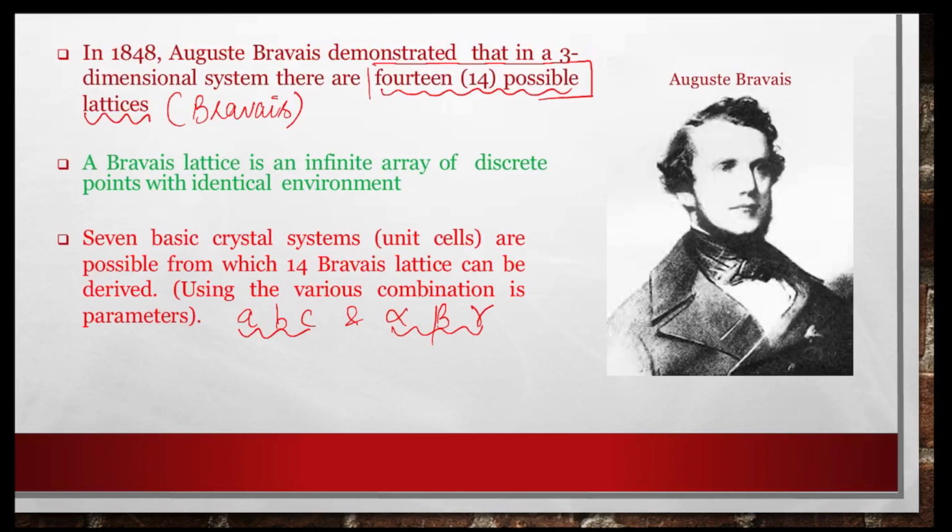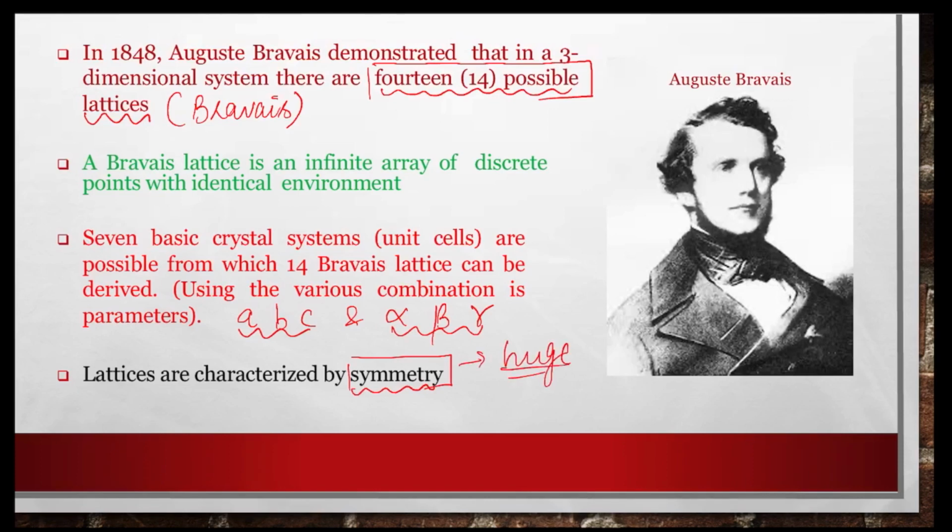इनके बीच में जब हम रिलेशंस निकालते हैं तो हमारे पास 7 बेसिक सिस्टम्स बनते हैं और उन 7 बेसिक सिस्टम में से हम 14 ब्रेवाइस लैटिसेस जो हैं वो डिराइव कर सकते हैं. And how are they derived? They are derived by symmetry. Now this symmetry looks a very small term, but it's a very, very huge term. But at this stage of 11th and 12th, you do not need to know in detail about symmetry. So we are not going to go in detail of it. But yes, lattices are characterized by symmetry. Correct?